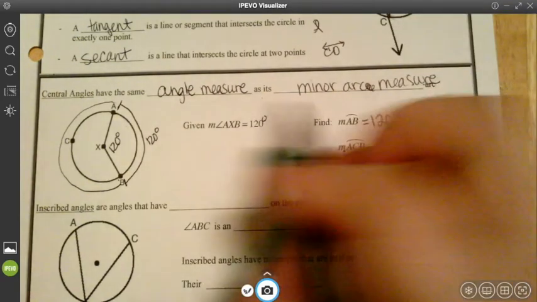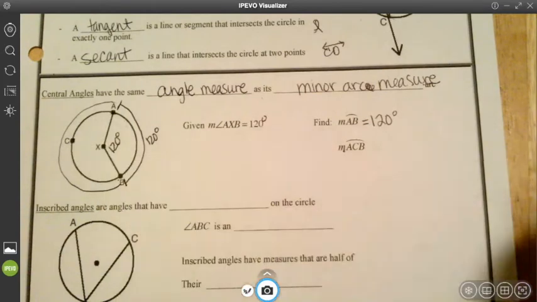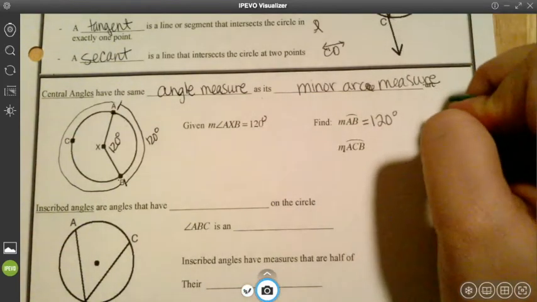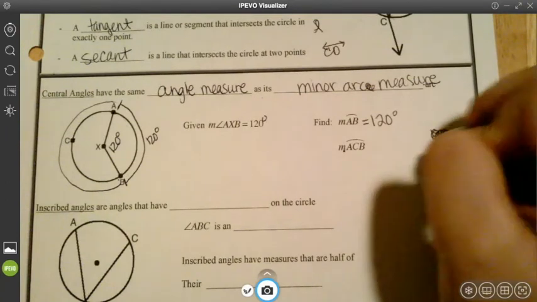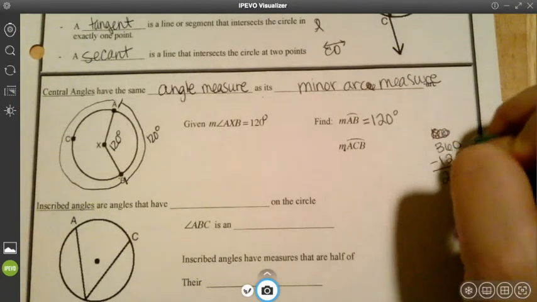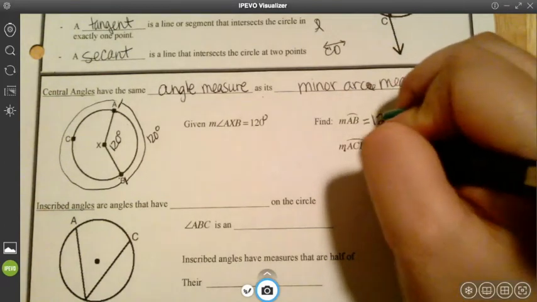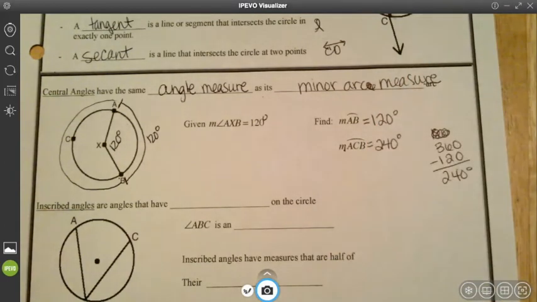So to find the measurement of our major arc, ACB, we say 360 minus 120 gives us 240 degrees. So this is 240 degrees.